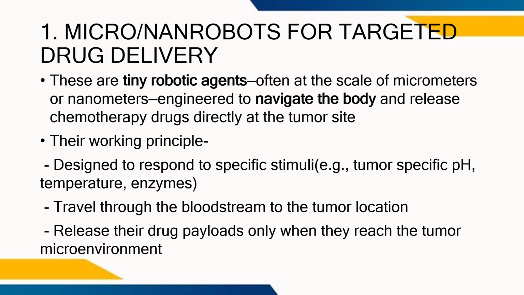So the first category is micro or nanorobots for targeted drug delivery. These are tiny robotic agents, often at the scale of micrometers or nanometers, which is where they derive the name nanorobots or microrobots, engineered to navigate the body and release chemotherapy drugs directly at the tumor site.